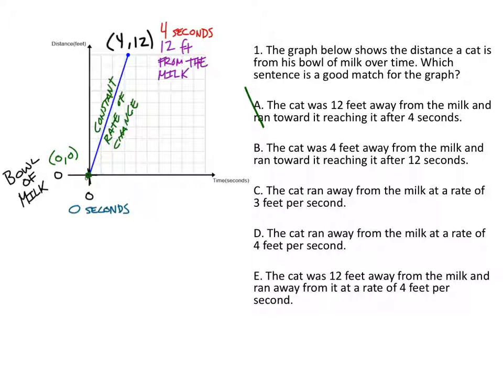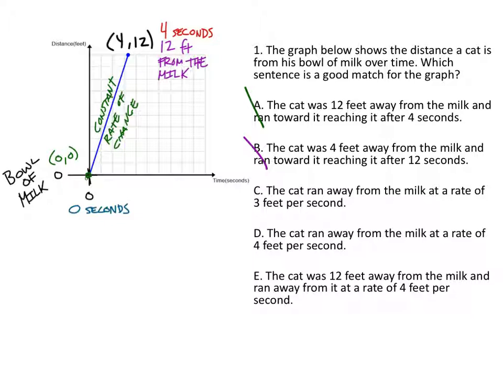Part B says the cat was 4 feet away from the milk and ran toward it, reaching it after 12 seconds. So that would be starting at somewhere like here. That would be 4 feet away and then traveling towards it, reaching it at 12 seconds, something like this. Okay. But that didn't happen either. So it's not part B.